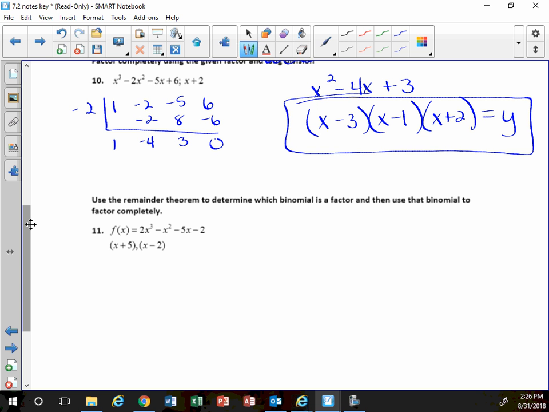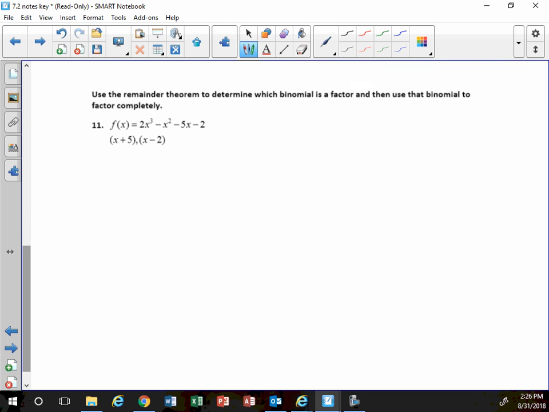So the last one here, 11, it says use the remainder theorem to determine which binomial is a factor, then use that binomial to factor completely. Do you know what that means? Do you know what a binomial is? Two terms. So that's the x plus 5 and the x minus 2. Those are your binomials.